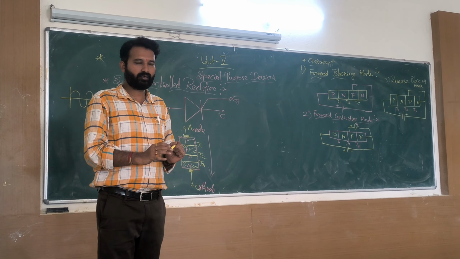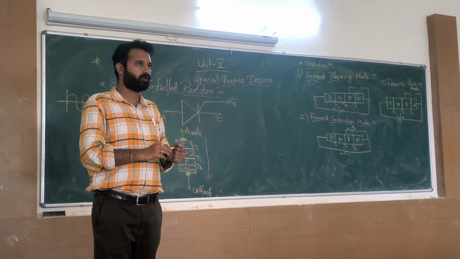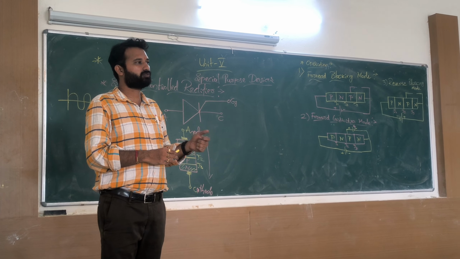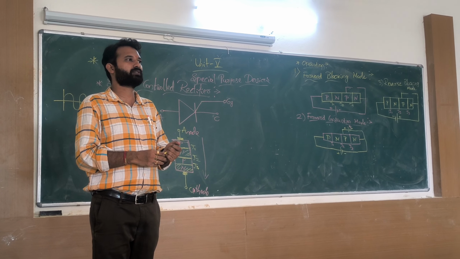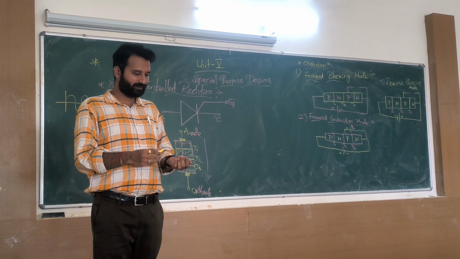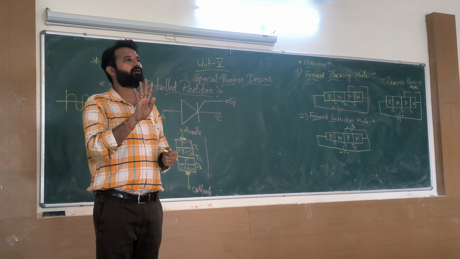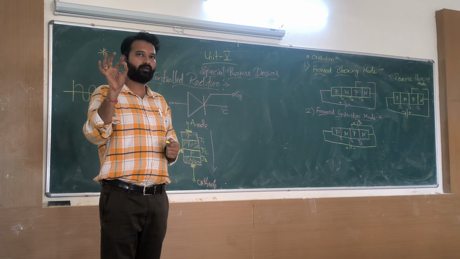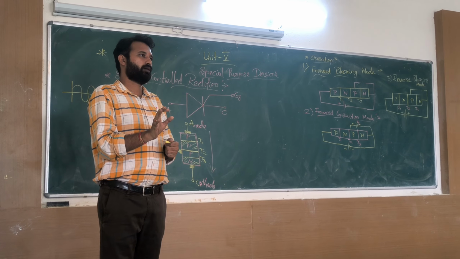Understandable? That's why SCR is more useful than a diode. It can be more useful for switching purposes and rectifier purposes in these kinds of devices. I'll repeat the SCR definition: it's a 4-layer structured device having 3 terminals: anode, cathode, and gate.